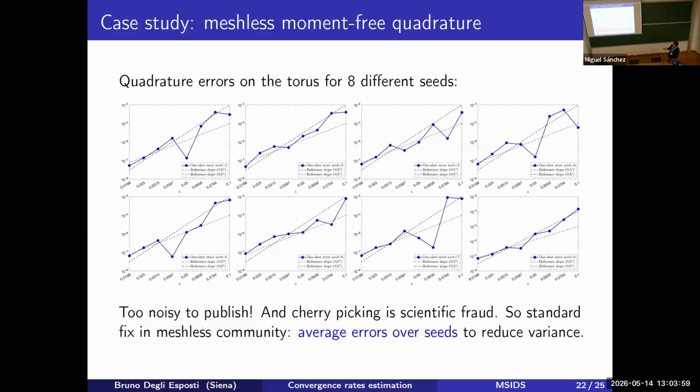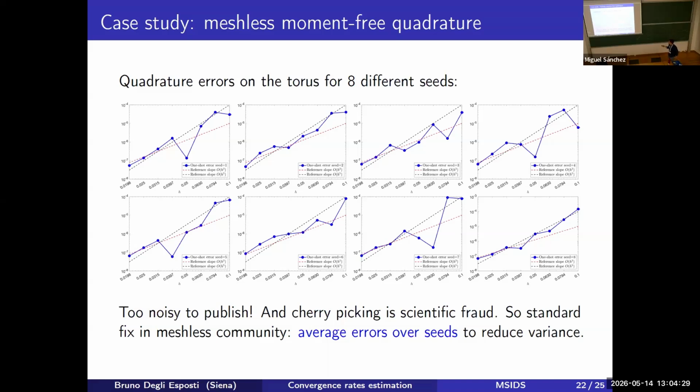And this is what the convergence plots look like for 8 different seeds. So seed 1, seed 2, 3, 4. This is too noisy, at least we thought, too noisy to publish. And cherry picking the best one is, well, scientific fraud. So what can we do? Okay, I mean, he who is without sin shall cast the first stone. But we didn't want to do that.